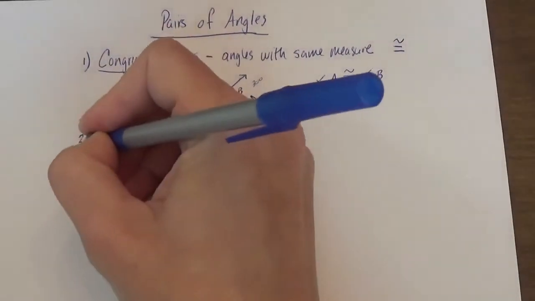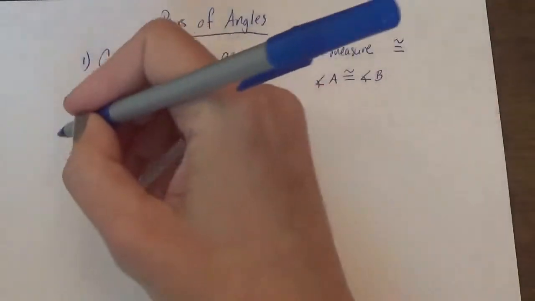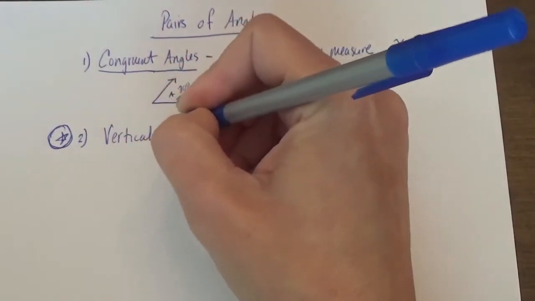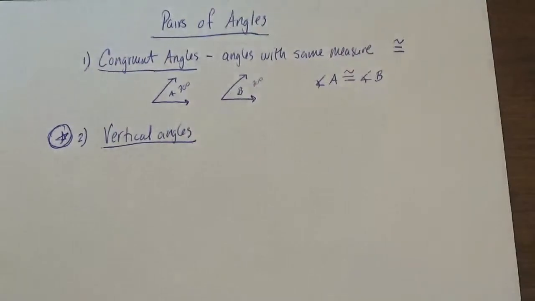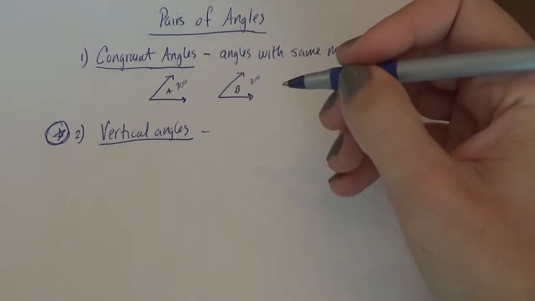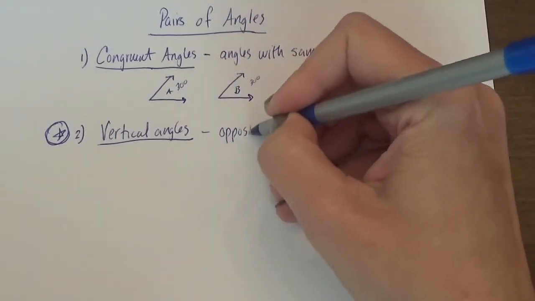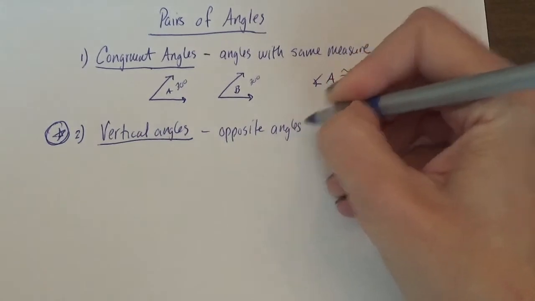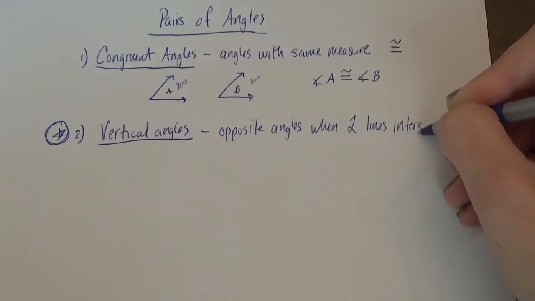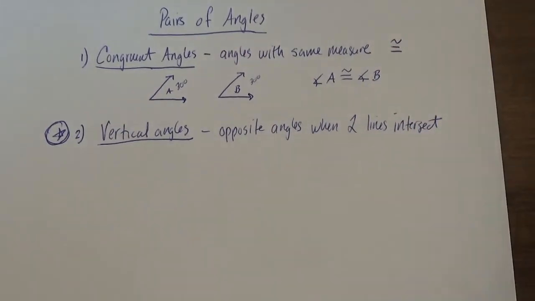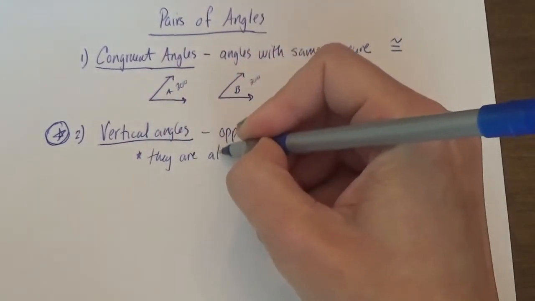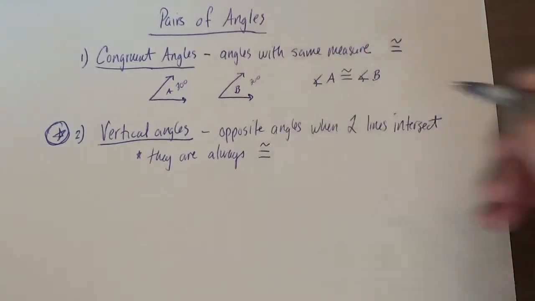Now, why would we need to know that? Well, it kind of goes with the next example. And this is an important one. I'm going to star it. Vertical angles. We are going to use this many times over the next couple weeks. So vertical angles are opposite angles when two lines intersect. Okay, and the thing is, star, they are always congruent.